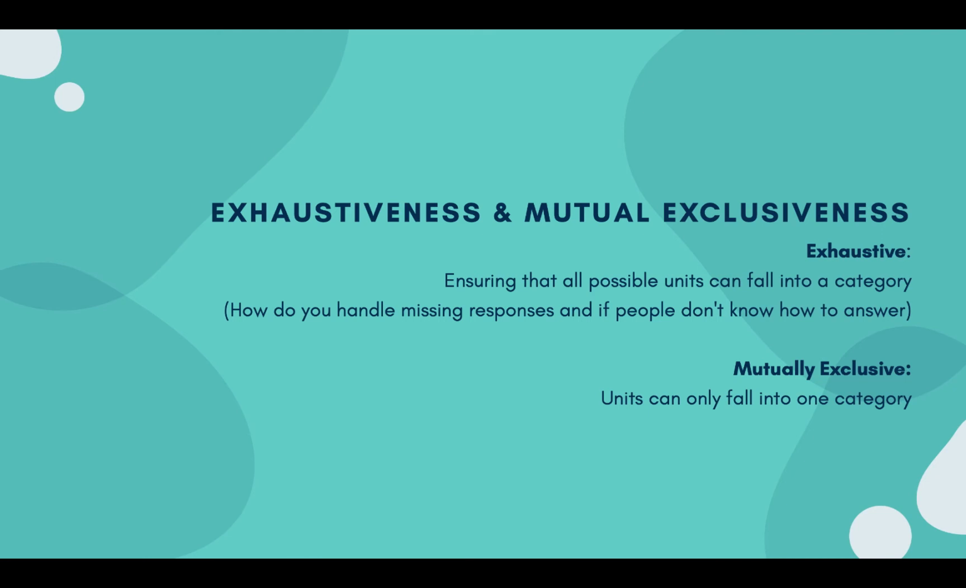And then something that's mutually exclusive means that each unit, each person, each participant, each observation can only fall into one category. So you don't want somebody to be able to identify as both a Republican and a Democrat. You don't want them to be able to identify as 18 and 22. So exhaustive, give them all possible options. And if you can't list all possible options, give them an other option. And then mutually exclusive means make sure that they can only identify as one of those possible options.